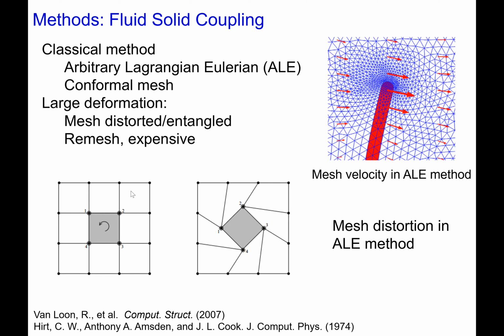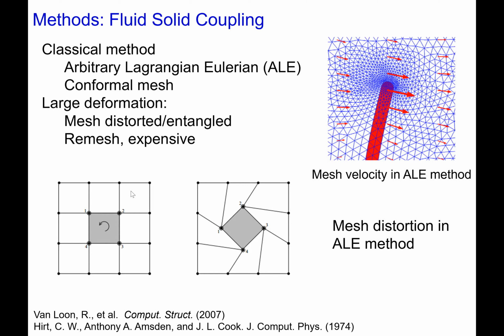Once the block is rotating, the mesh is distorted. And if this rotates several rounds, what's going to happen? Then all the mesh gets entangled together. That's going to significantly deteriorate the calculation results. So one solution they propose is we have to remesh. I mean, during each deformation, we have to regenerate the mesh. That's tedious, and also time consuming as well.